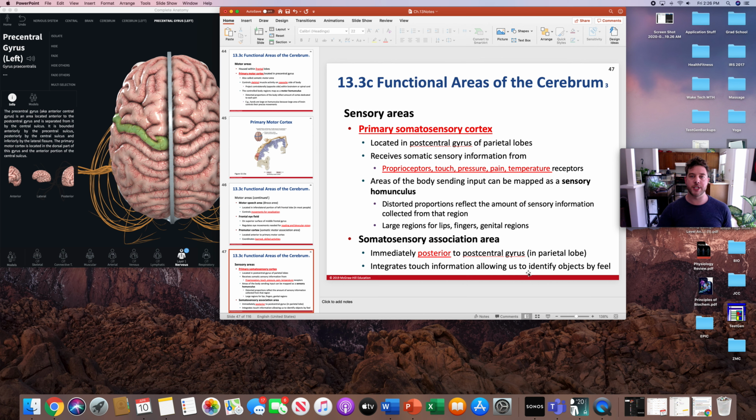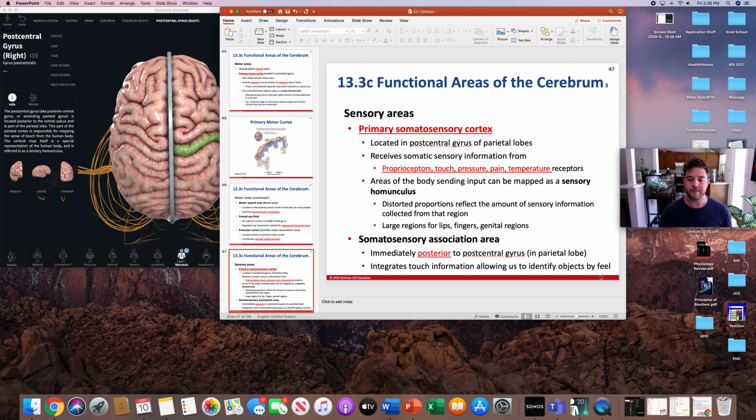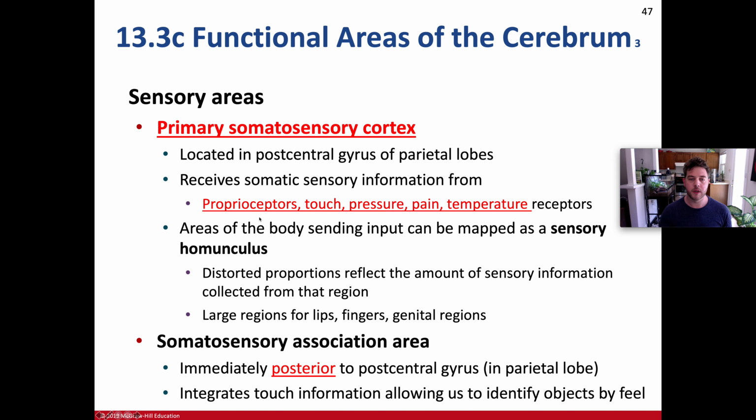So then we get into our sensory areas. So the primary somatosensory cortex, remember when you think of somato, you're just referring to your body. So the primary somatosensory cortex is located in the postcentral gyrus of the parietal lobes. So this is our precentral gyrus. We have our central sulcus, which is the groove, and then you have your postcentral gyrus. You have one on your left, and you have one on your right. That is continuous with your parietal lobe. I don't know if we need that anymore.